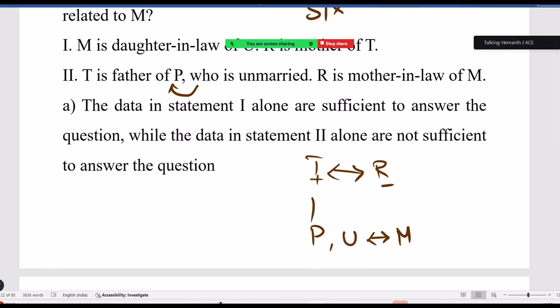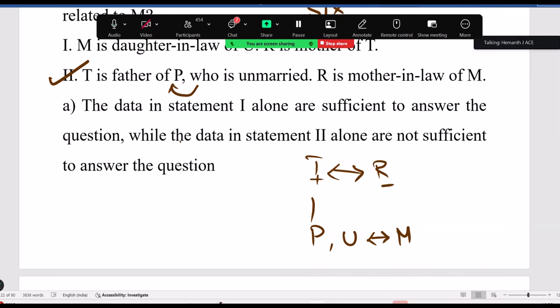Now see, T is father. I am talking only about statement 2 alone. T is father of P, P is unmarried, R is mother-in-law of M. Okay, sir, how can you connect T and R? They said a single parent is not having children. T is father, so T must be married. So there should be a couple. Now R is mother-in-law of M, which means M is married to someone whose mother is R. So M and U are a married couple. Yeah, can we do it with two alone?